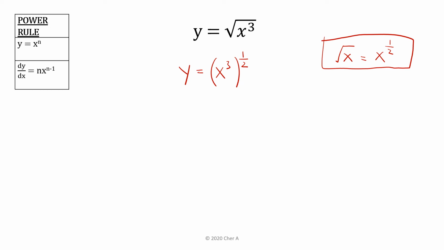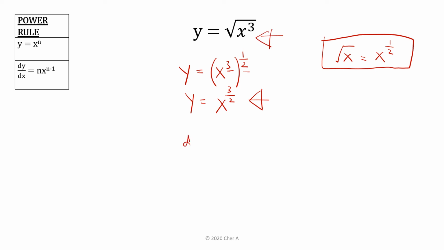Alright, so now back to the function. So we have y equals x cubed to the power half. In indices, we learned that these two powers can be multiplied by each other. 3 over 2. So this will be the new function that we will be working on. It's exactly the same as this, it just looks different.